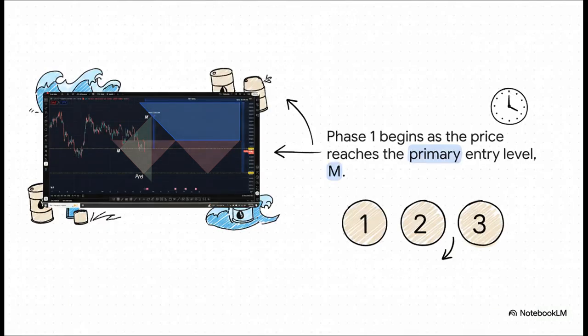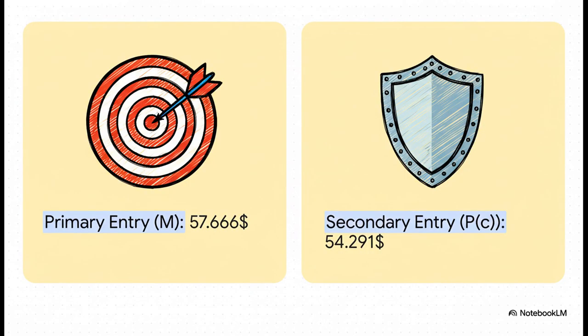Let's zoom in on phase 1 for a moment. The whole process kicks off right when the price hits what's called the primary entry level, and on the chart you can see it's clearly marked with the letter M. Now, the plan actually defines 2 possible entry levels. The main one, the primary entry, is M, sitting at $57.666. But there's also a secondary entry, PFC, down at $54.291. It's important to note that this second level is optional, and it's a big part of the system's risk management.